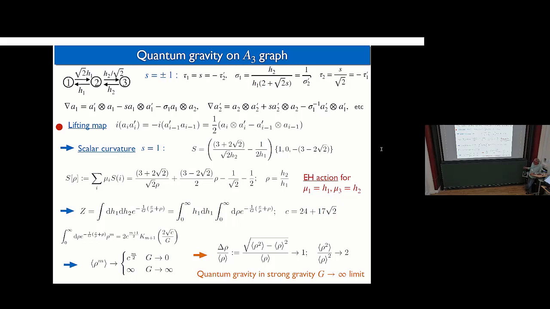If you look at ratios, take the standard deviation of rho divided by its average value, this is a number which you can compute from the Bessel function. It's a complicated formula, but it has a nice limit as g goes to infinity: it goes to 1. So that means there's a fixed standard deviation at large g. So that's one of the effects of quantum gravity.